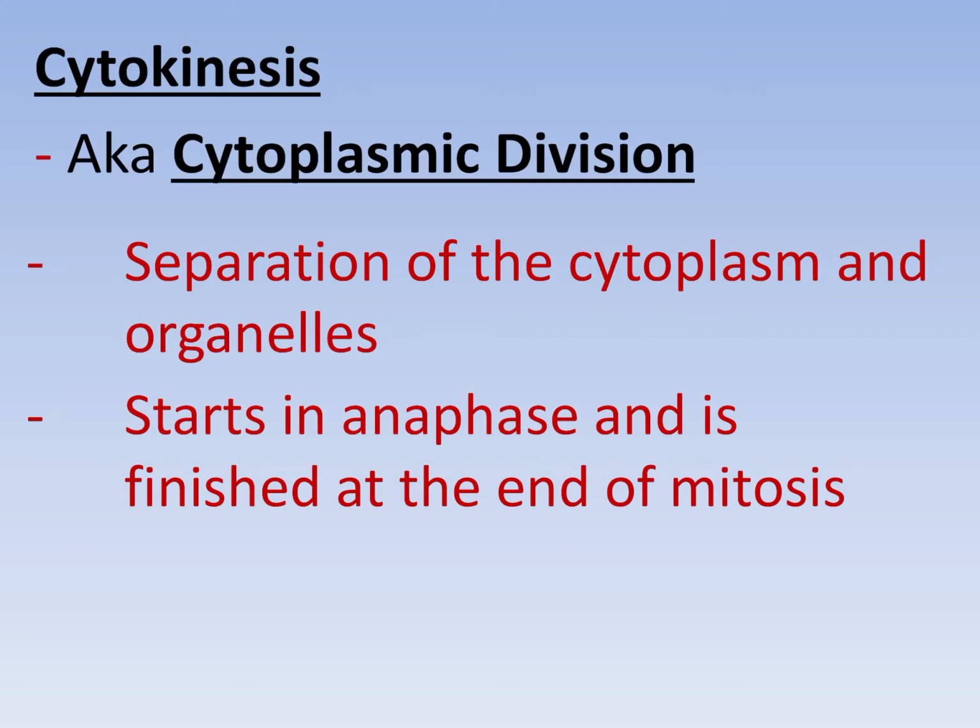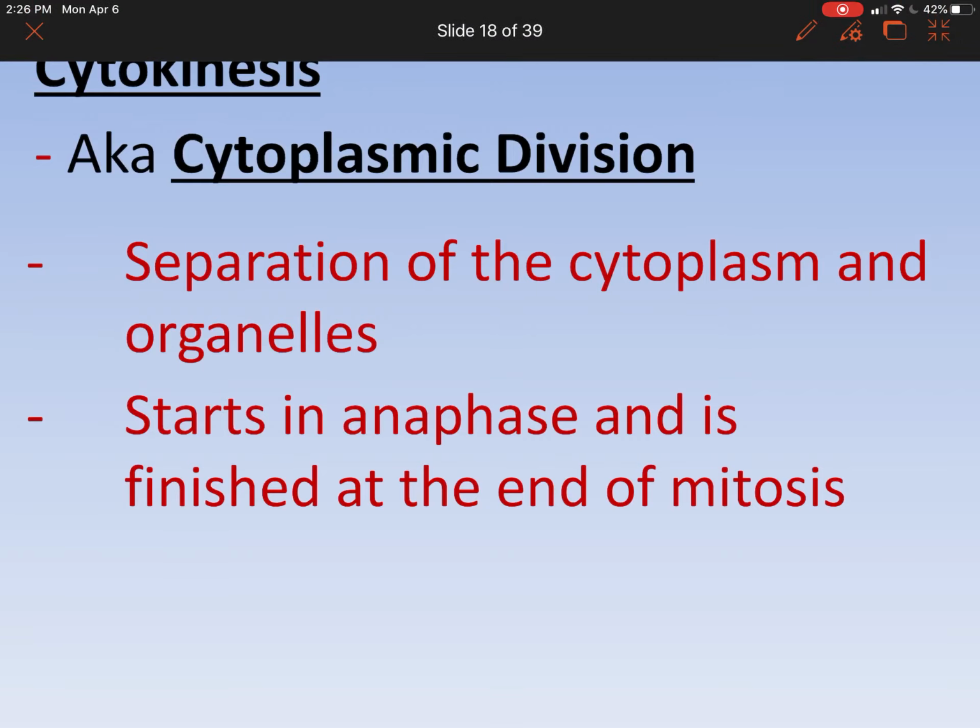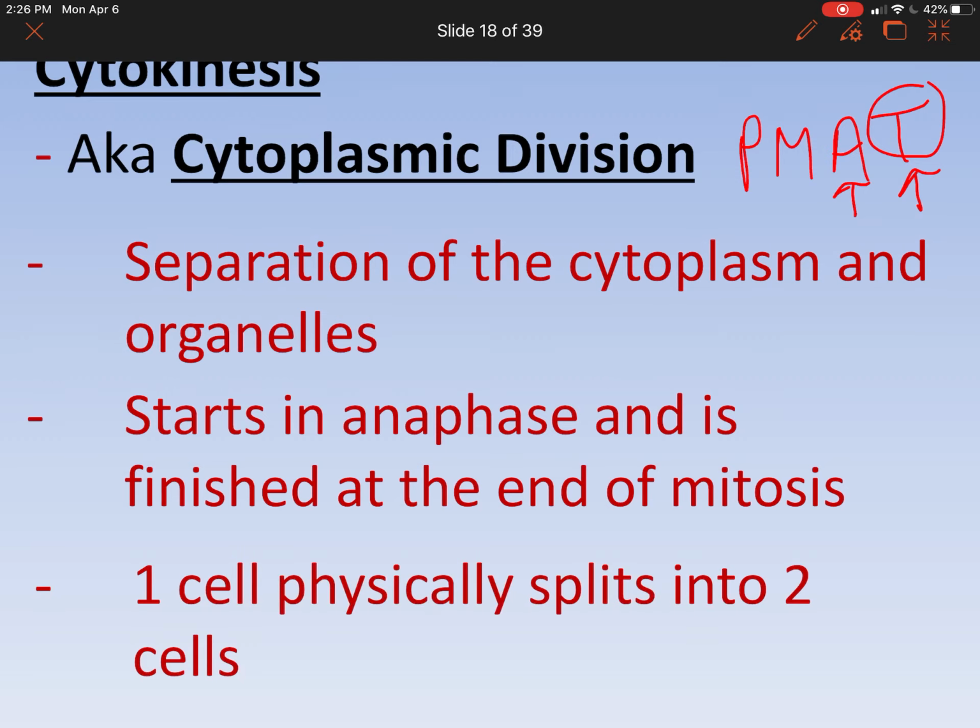So it actually starts in late anaphase, and then it's finished at the end of mitosis. So through the end of telophase, because remember, we have the purple monster ate toast. So during the anaphase is when cytoplasmic division is going to start, and during telophase, that is when it's going to end, at the end of telophase. Now, this is when cytoplasmic division is when one cell physically is splitting into 2 unique cells.